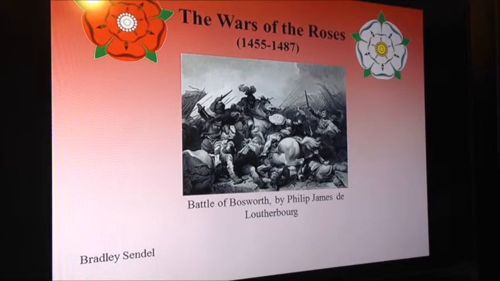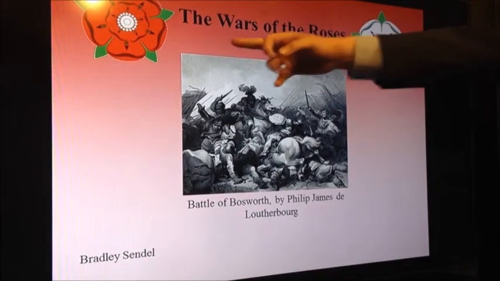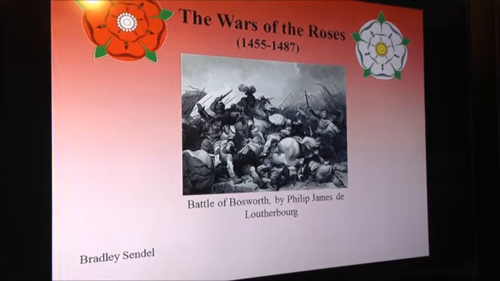The first branch was the Lancaster side. They are represented by their sigil, the Red Rose. And they fought against their cousins, the Yorks, which are represented by the White Rose.